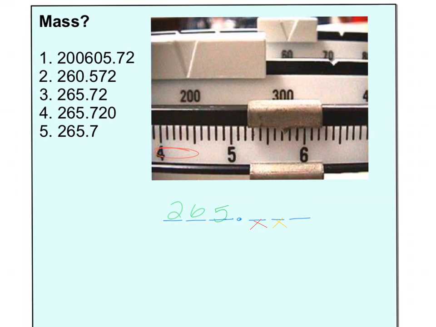So 265.7, because it's right on the 7, it's a little bit after, I guess a 2. So again, you always need to have this guess digit sitting at the end that is 1 decimal point beyond what it's counting up by.